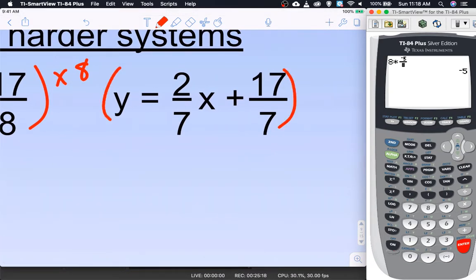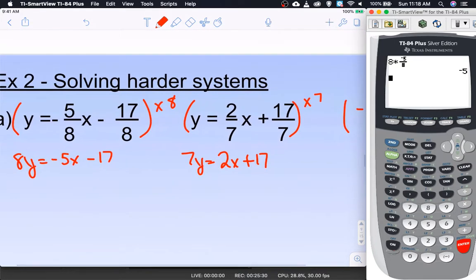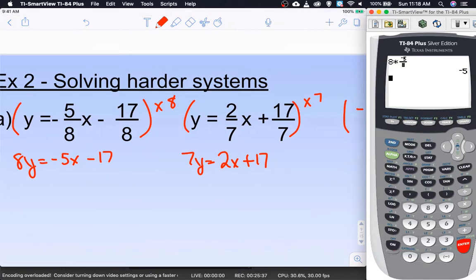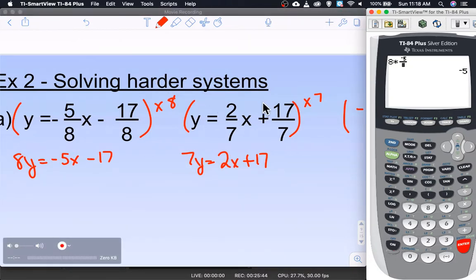Now, my second equation. I'm going to multiply the whole equation by the common denominator of 7. I'm going to get 7y equals 2x plus 17. Now check out these two equations. I can now solve that using substitution or elimination or whatever method you want. Honestly, I've had some students who don't multiply both equations by something. They'll just substitute and then use the calculator to do a lot of the ugly work for them. Fine, whatever.